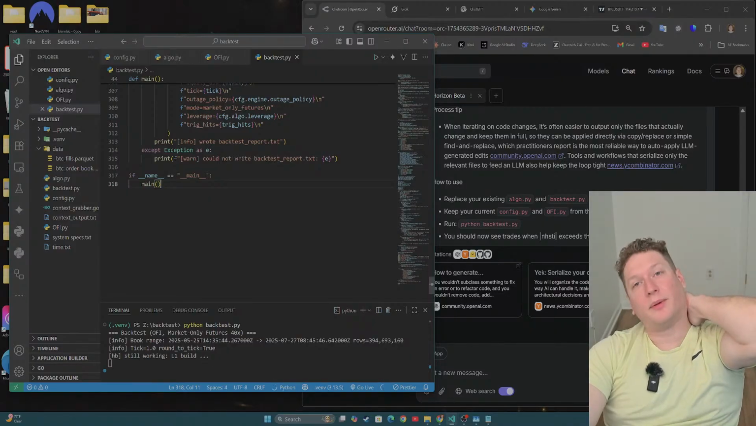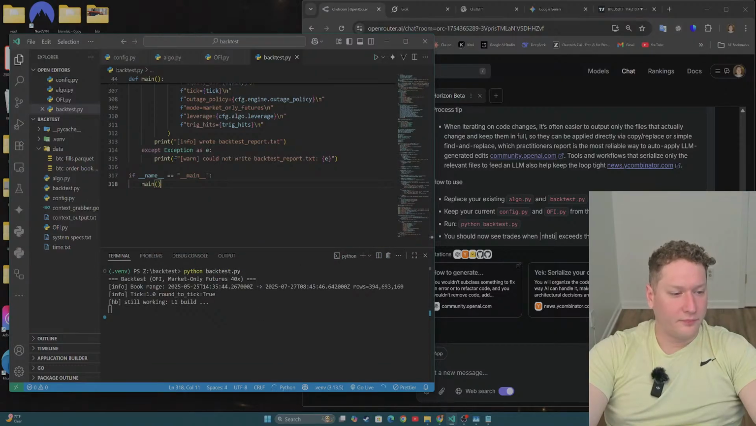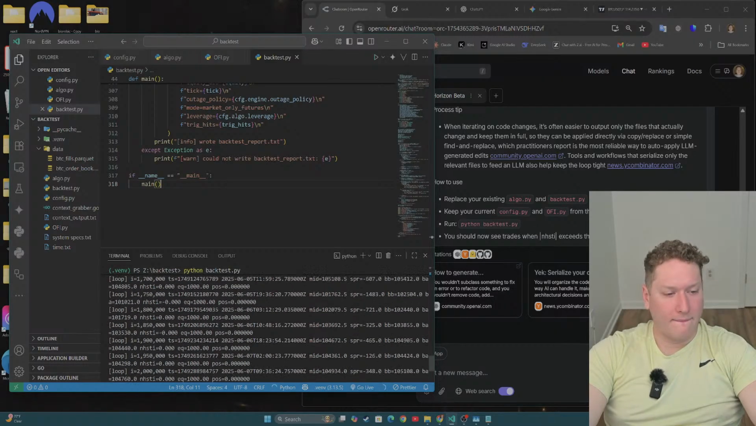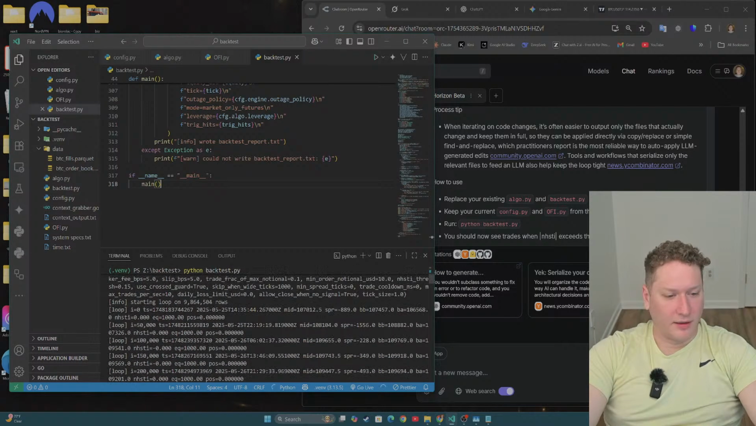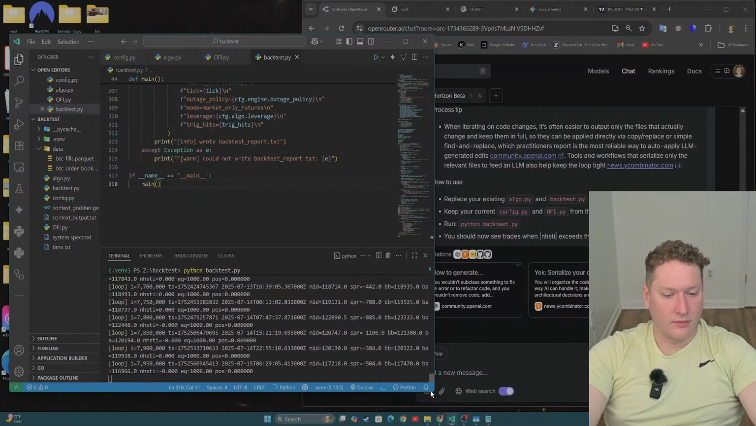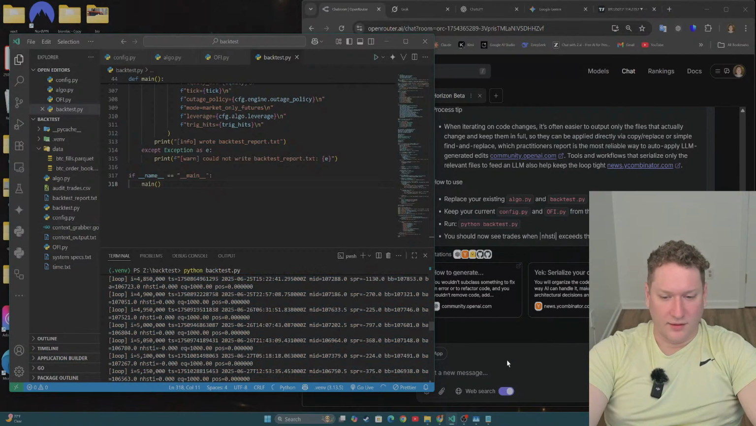These backtests are pretty quick. I'm not sure what's going on here, but for that many rows, I feel like it's pretty quick. There's only 2 months of data, so. All right. I feel like we just got liquidated almost immediately. No? Let's just give it some of the data.